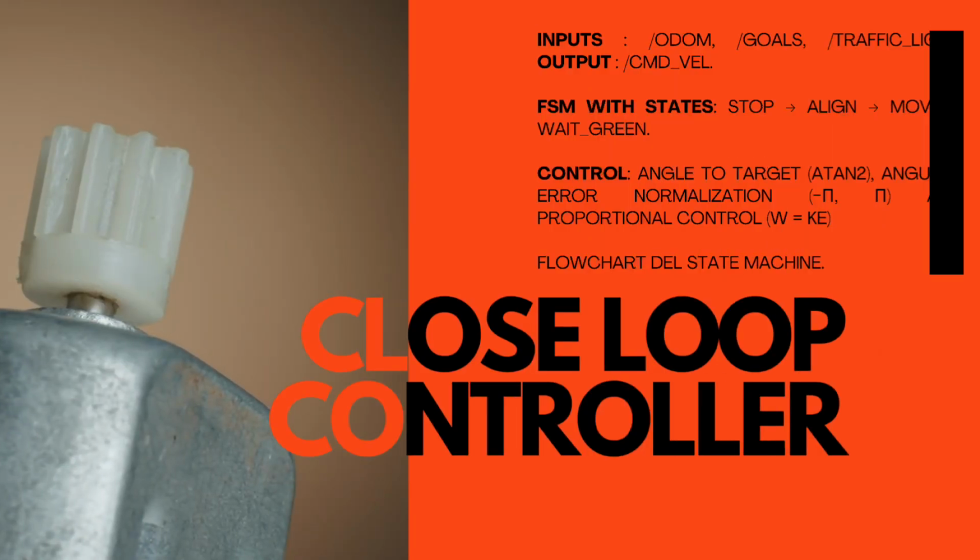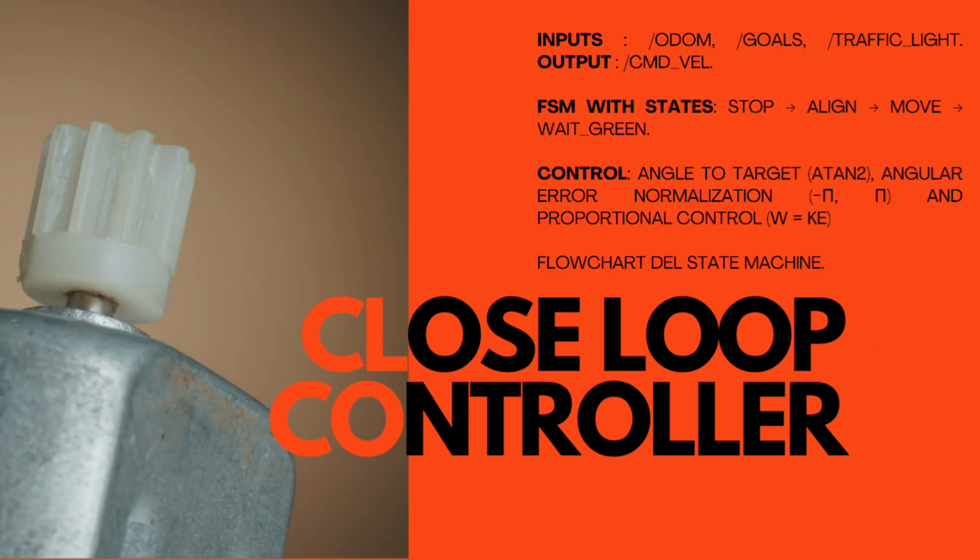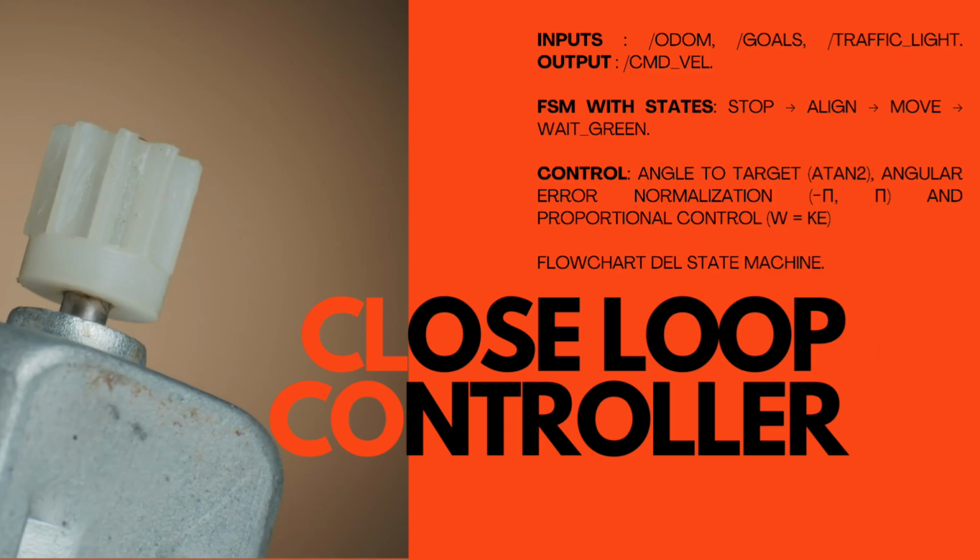The closed-loop controller receives the robot pose and the target waypoint. It computes the angle and angular error, normalizes it, and applies a proportional controller to generate angular velocity. The robot first aligns with the target and then moves forward while correcting its orientation.